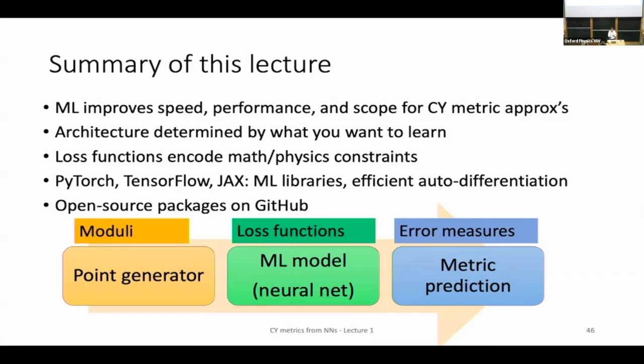And this, again, I'm showing this picture here. This is what you need. If you want to construct a machine learning algorithm of your own that will learn the metric on a Calabi-Yau, this is what you need. You'll need some way of generating points and feeding the moduli into your system. You need to build your machine learning model, include your loss functions, and then you need a way of checking your performance using error measures. And I'll stop there. Thank you.